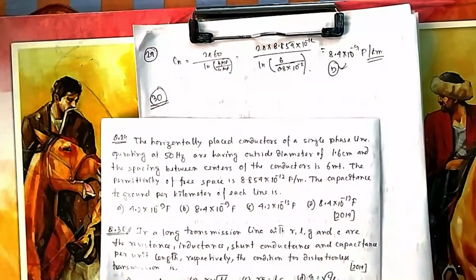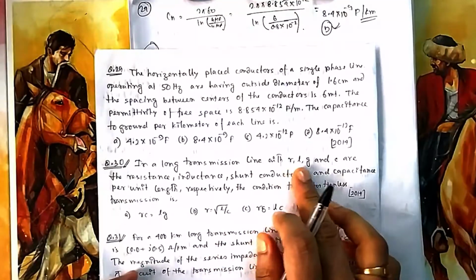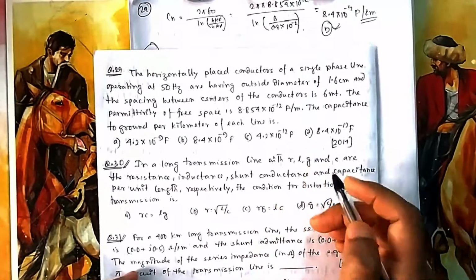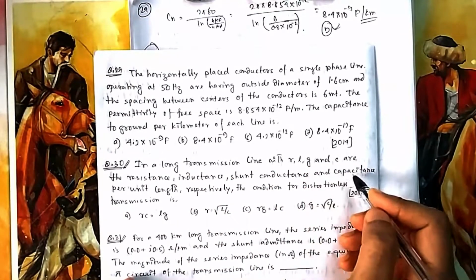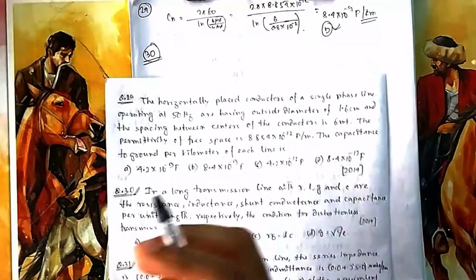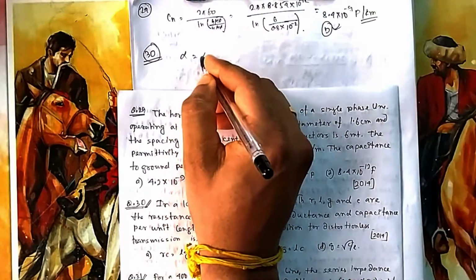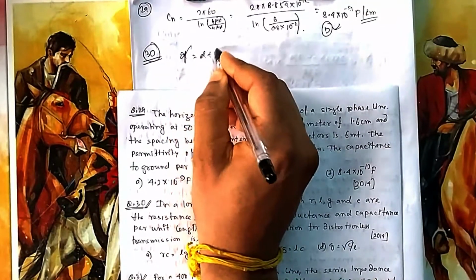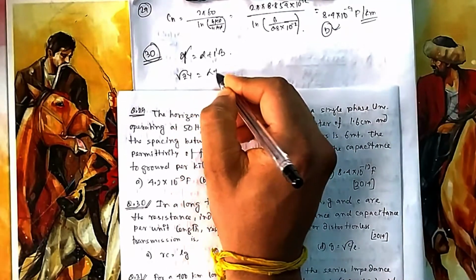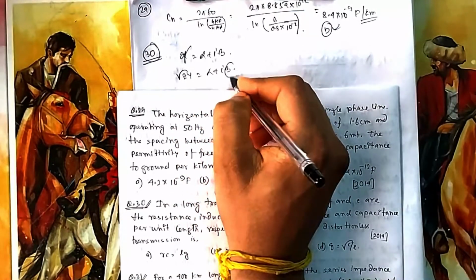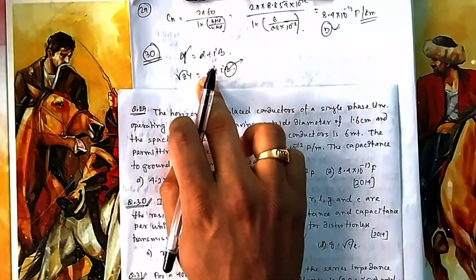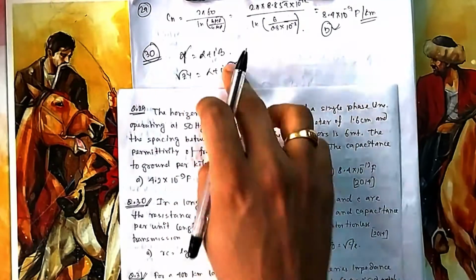Now if you come to question 30, in a long transmission line, R, L, G, C are the resistance, inductance, shunt conductance and capacitance per unit length. Then what is the condition for distortionless? Again, as I told you, gamma is equal to alpha plus j beta, so gamma is nothing but root of ZY, with alpha the real part and beta the imaginary part. Here the imaginary part should be 0, because it should be distortionless. For lossless, alpha should be 0. For distortionless, beta should be 0.